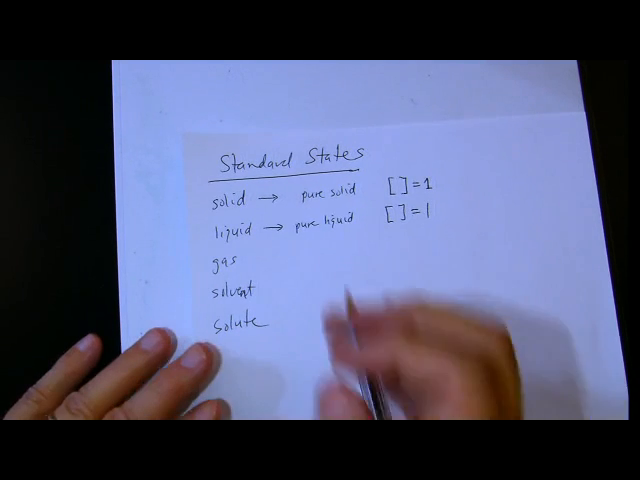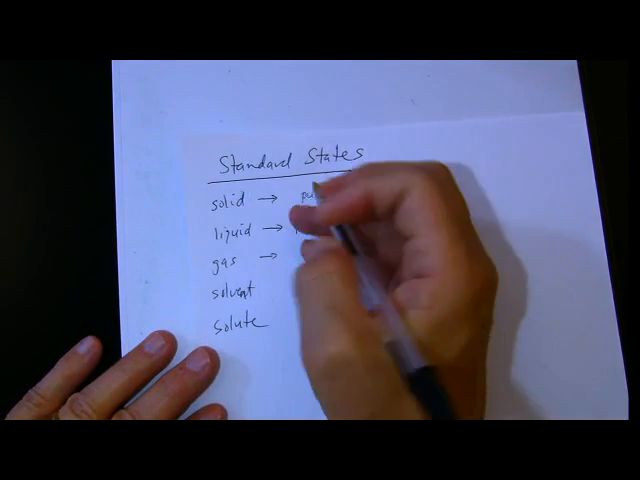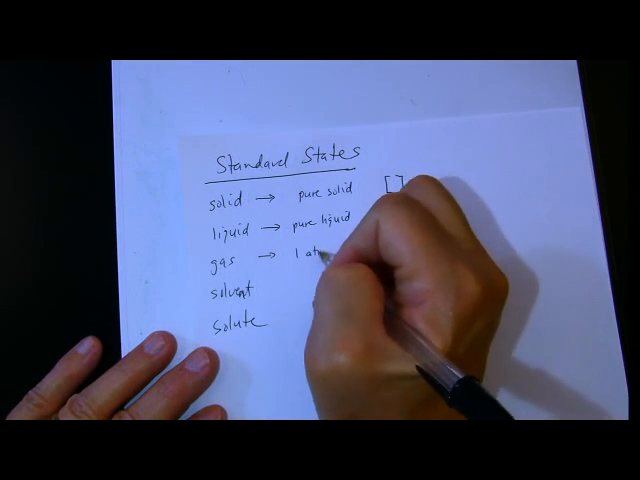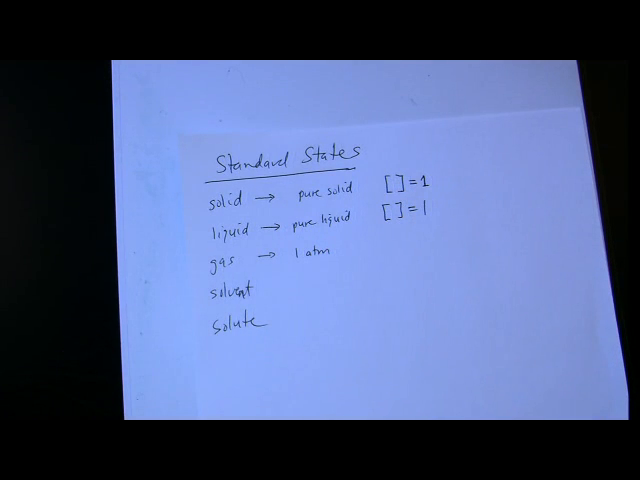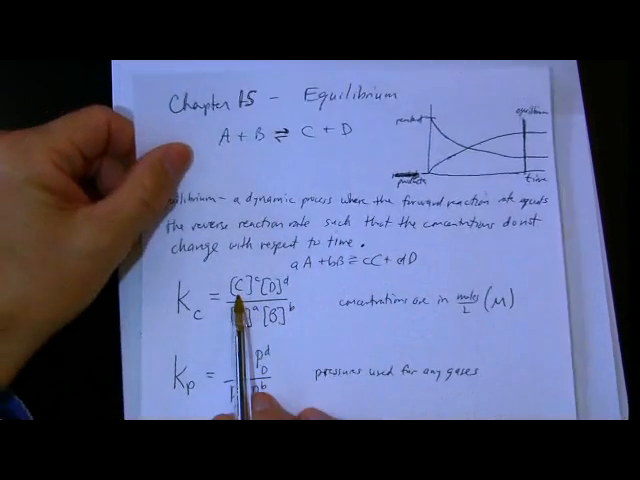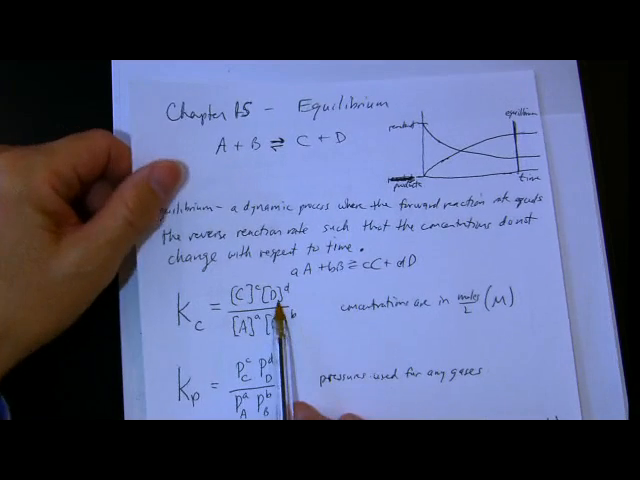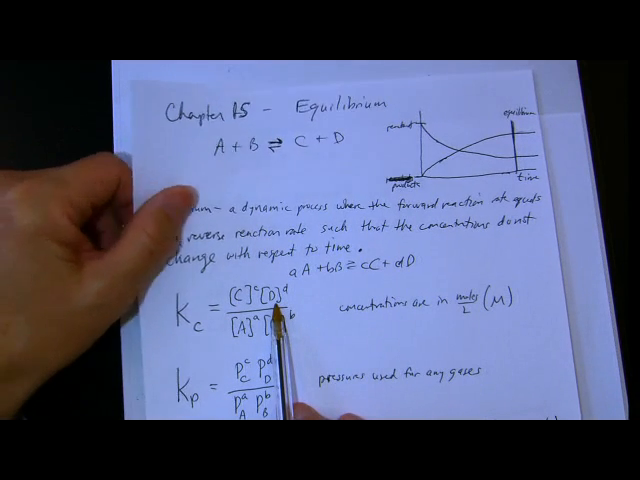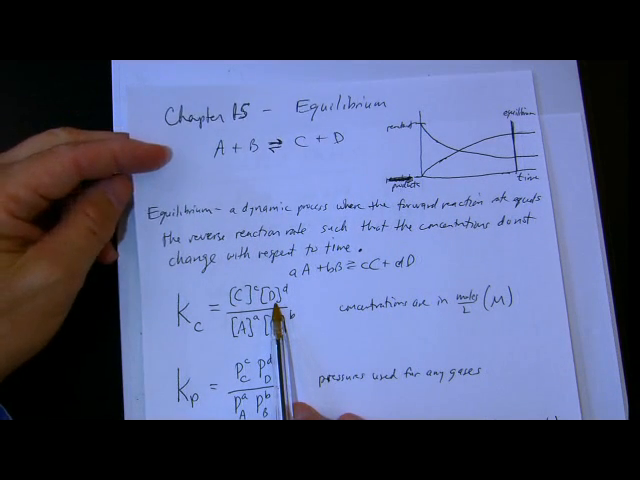All right, for a gas. Now, the standard state is 1 atmosphere for a gas. Now, if this happens to be a gas, if D happens to be a gas, is it always going to be 1 atmosphere?